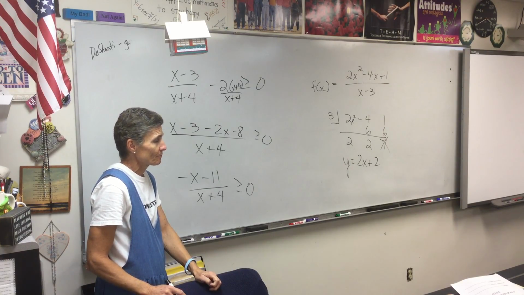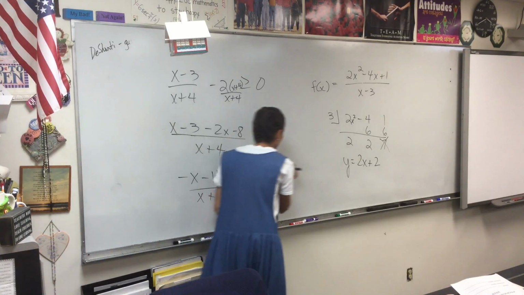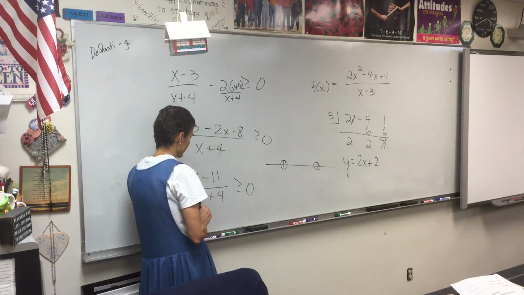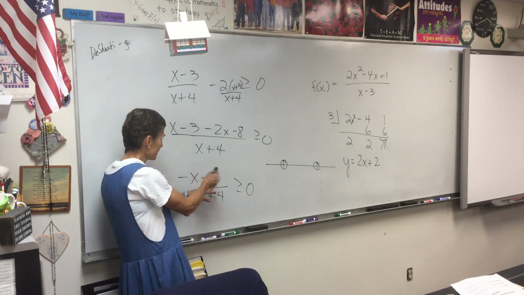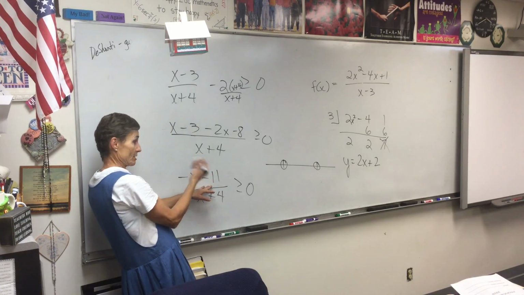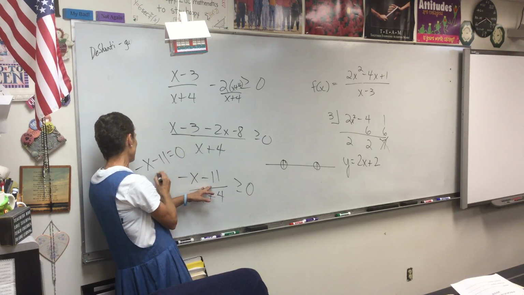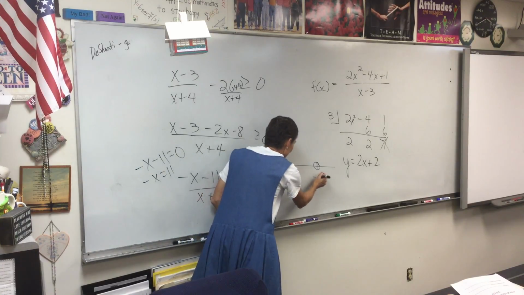What do I do? I go to my number line, and I put 2 dots on it. And where do the 2 dots go? Well, one of them's at negative 4. And if all that confuses you, just solve it. Set it equal to 0 and solve it. And it looks like the other one's going to be at negative 11.